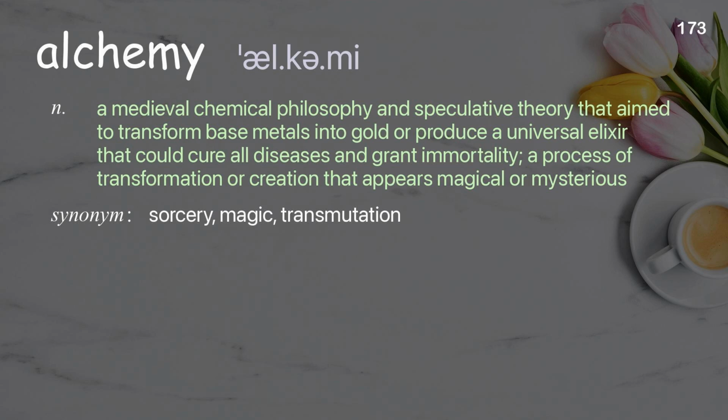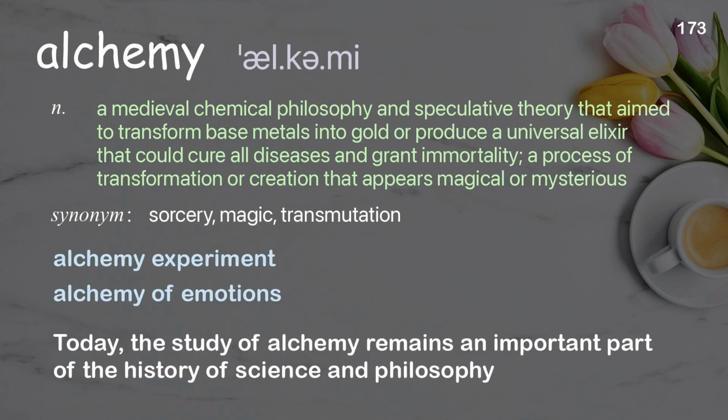Alchemy. A medieval chemical philosophy and speculative theory that aimed to transform base metals into gold or produce a universal elixir that could cure all diseases and grant immortality, a process of transformation or creation that appears magical or mysterious. Examples. Alchemy experiment. Alchemy of emotions. Today, the study of alchemy remains an important part of the history of science and philosophy.